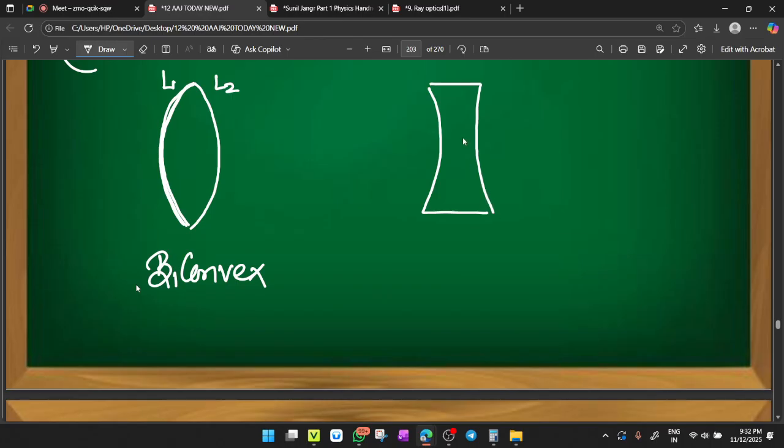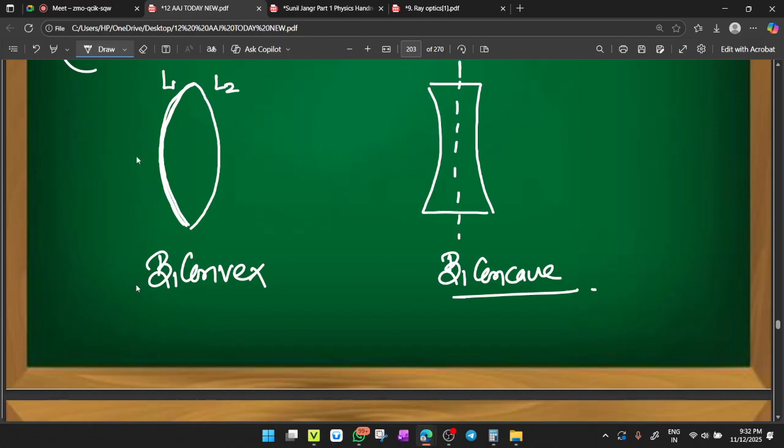And the other part is also convex. So this lens has two faces, L1 and L2. This is called a biconvex lens. Clear or not? And if both the faces are concave, then this type of lens is called biconcave. Generally, we use the word concave lens, but its proper name is biconcave. Clear?